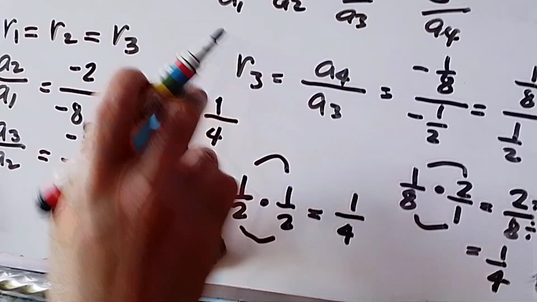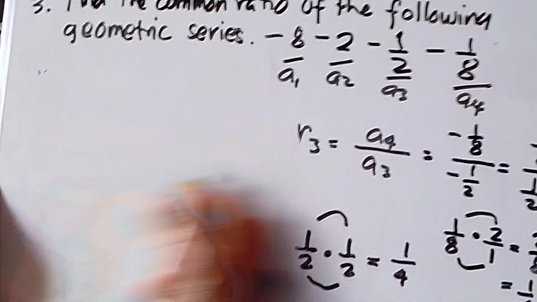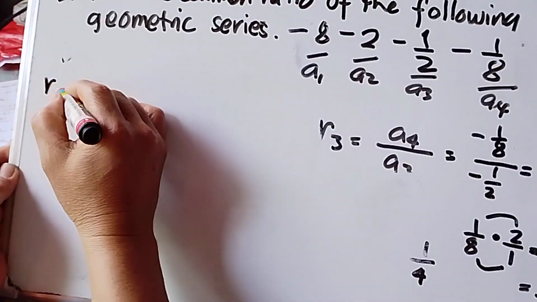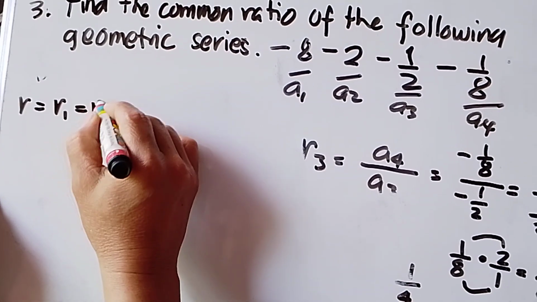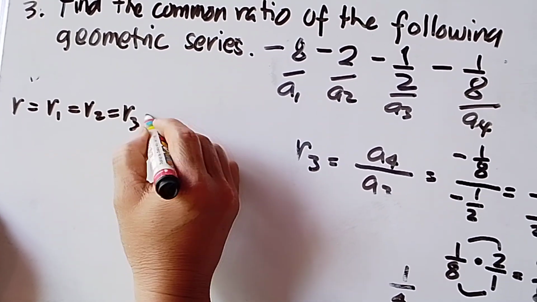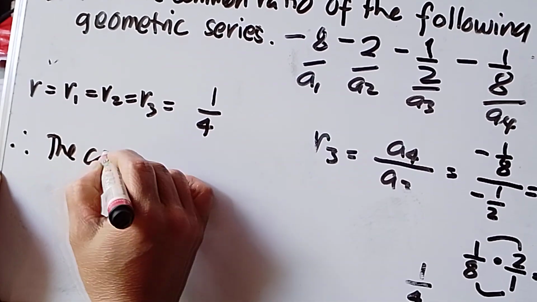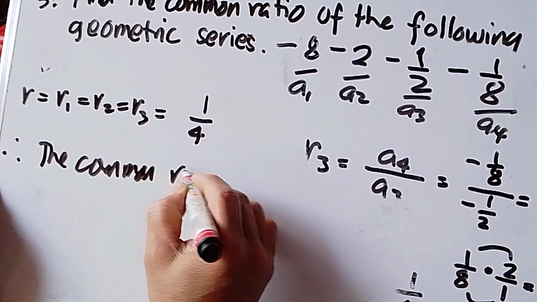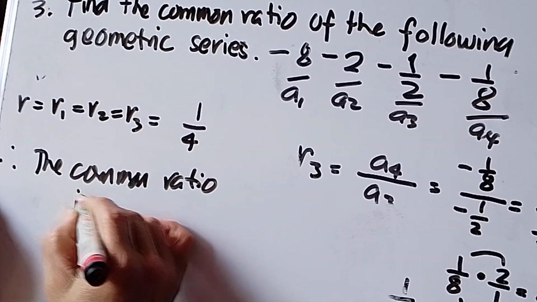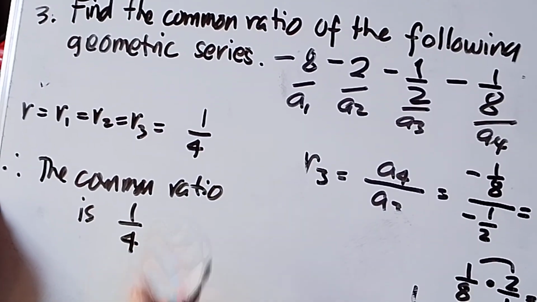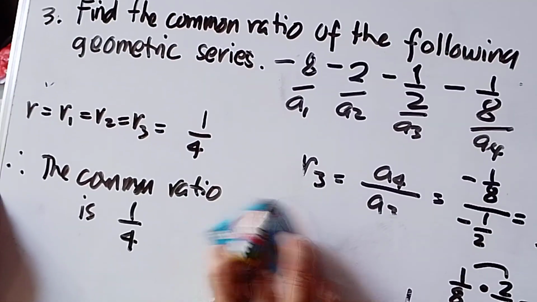So therefore, R is equal to R1 equals to R2 equals to R3, which is equal to 1 over 4. So therefore, the common ratio for number 3 is 1 over 4. Let us check if this is correct.